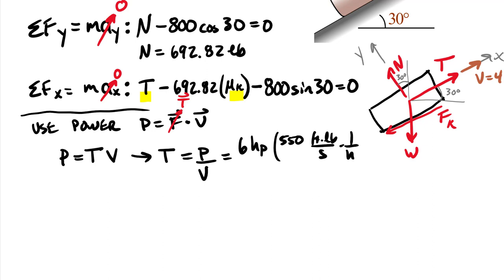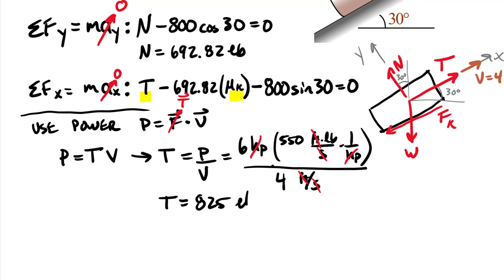And that's equal to 1 horsepower. So the horsepower cancels and we're left with a foot pound per second. And then we divide that by the velocity, constant value of 4 feet per second. So the foot cancels, the second cancels, leaves us with the pounds, which is a good unit for tension. So tension is equal to 825 pounds.